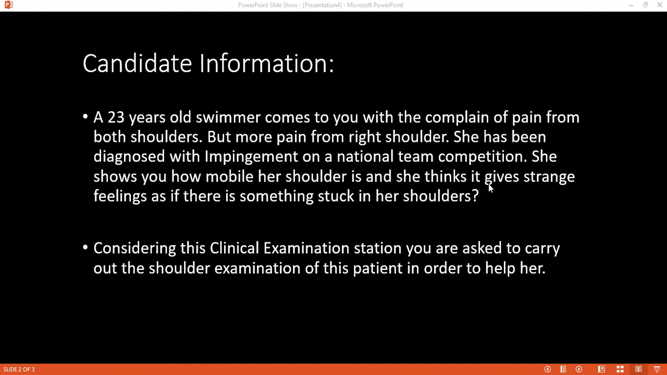These are the active movements. I'll check for any pain or tenderness in these movements, and I'll feel for crepitus as well. Then I'll do the special tests for impingement. First is the Neer's impingement sign, which is forward flexion. Active forward flexion will be painful. Then I'll do the empty can sign.